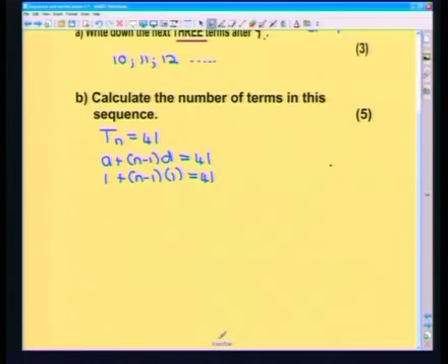Right, let's tidy this up and get our answer. So 1 plus n minus 1 is equal to 41. 1 minus 1 falls away, so n is equal to 41. And so we can say there are 41 terms in the sequence. Now, of course, we knew that already.